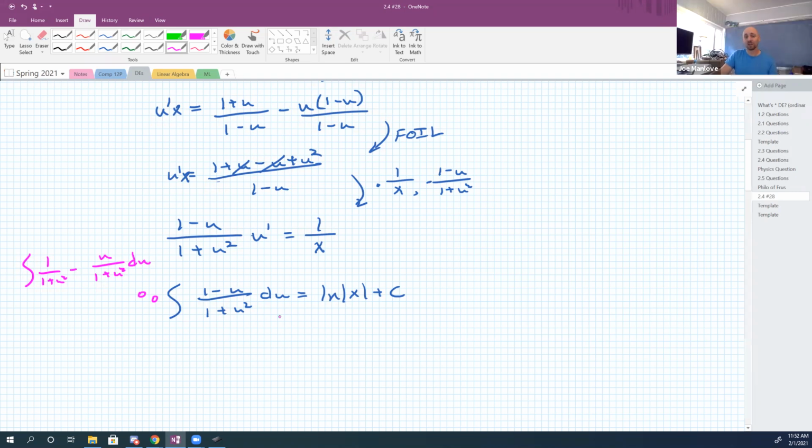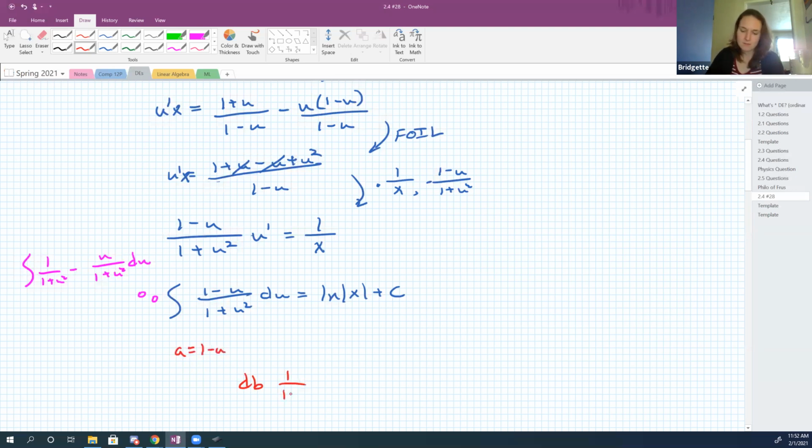Okay, so do you want to try the integration by parts way just to see what terror looks like? If you want to. Your way definitely seems simpler. I ended up with a weird kind of mishmash, but yeah, we can. I chose to do a and b instead of u and v, so I already had a u. So I ended up with a is 1 minus u, and then db was 1 over 1 plus u squared du.